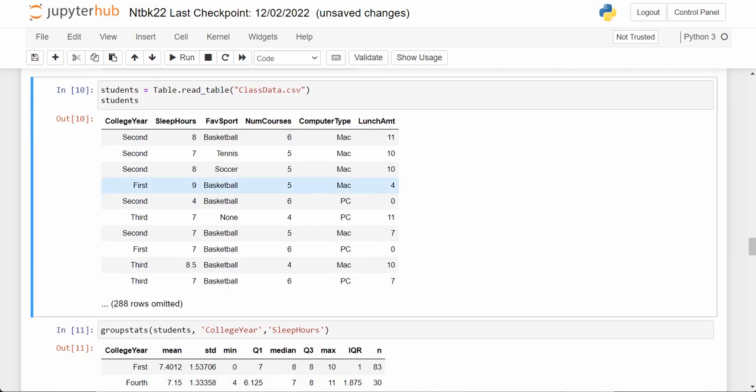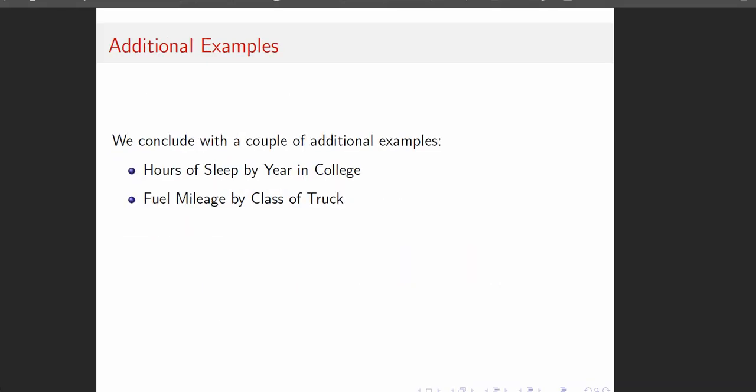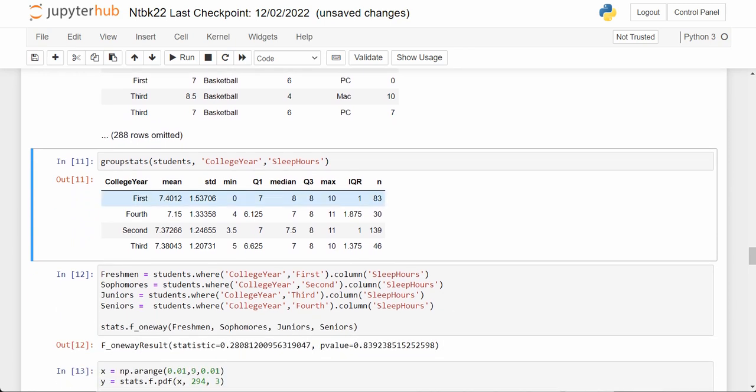Okay, so now we have a new data called students. And let's see what the question is here. Hours of sleep by year in college is one of the checks, and then we're also going to look at fuel mileage by class of truck. Okay, good. So the first thing they're doing is setting this up. So we said college students, that's the name of the table, students. We're going to see if freshmen, sophomores, juniors, and seniors get different amounts of sleep hours.